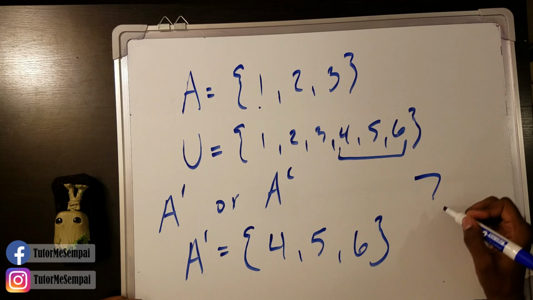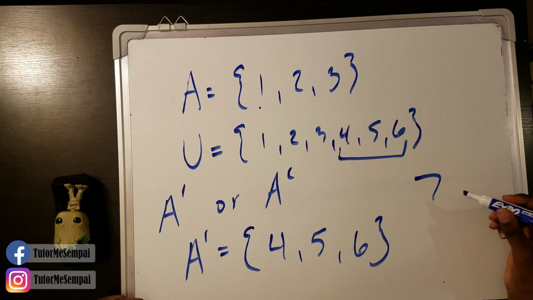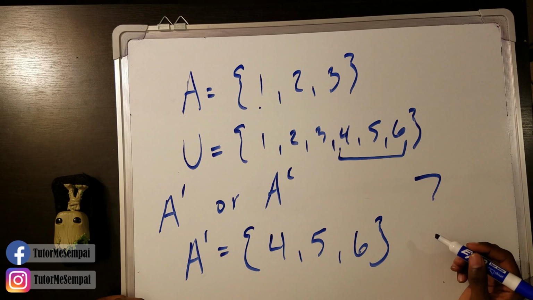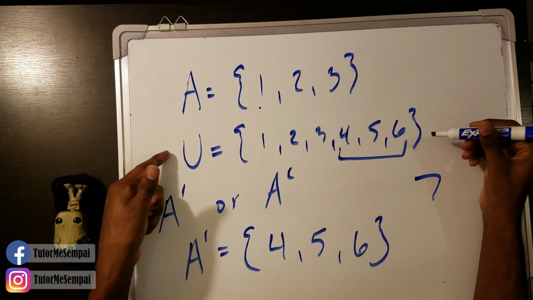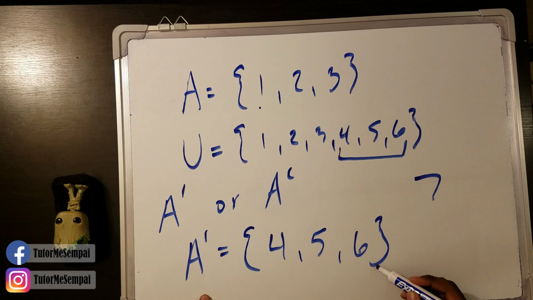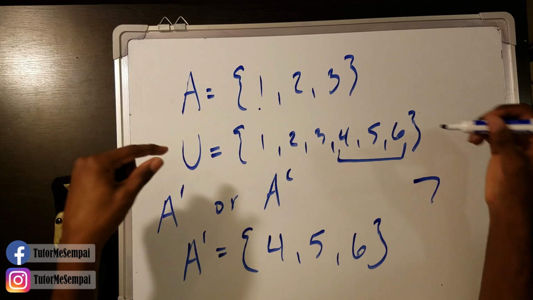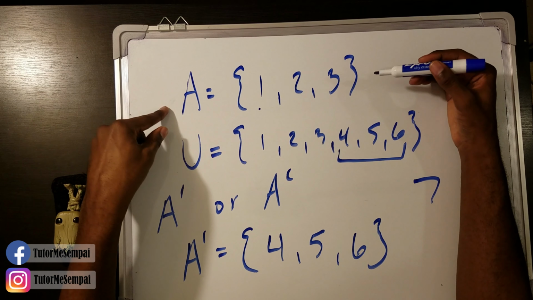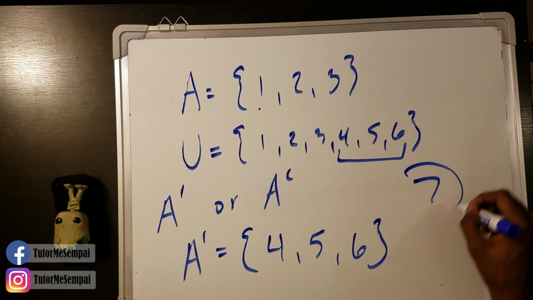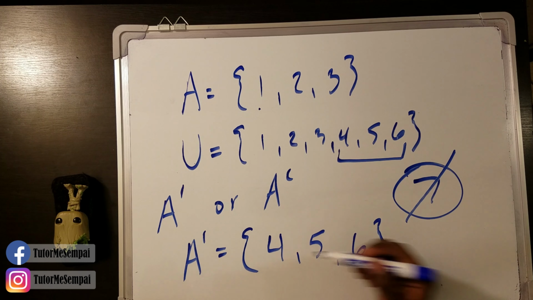Now, is 7 part of A complement? No, 7 is not in A complement because 7 is not a part of U, the universal set. That is why it is necessary to have a universal set, because without it, you wouldn't know what you can put in your complement. You need a set that is well defined and contains A. Once you have both of those, you can easily find your A complement. So 7 is not a part of A complement.